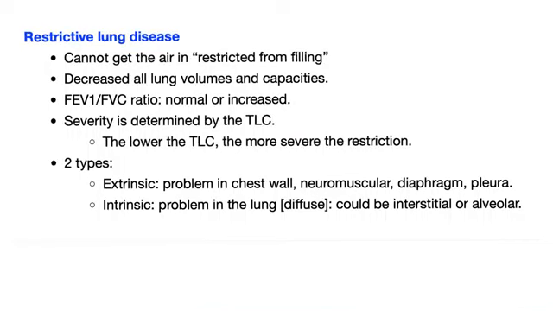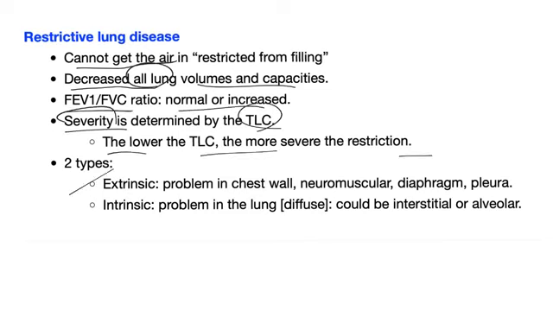Restrictive lung diseases have some stuff in common. You cannot get the air in. Decrease all lung volumes and capacities. FEV1/FVC ratio, normal or increased. Severity is determined by TLC. The lower the TLC, the more severe. 2 types: extrinsic, it's not the lung's fault. Intrinsic, it is the lung's fault, such as coal workers' pneumoconiosis, silicosis, berylliosis, asbestosis, etc.